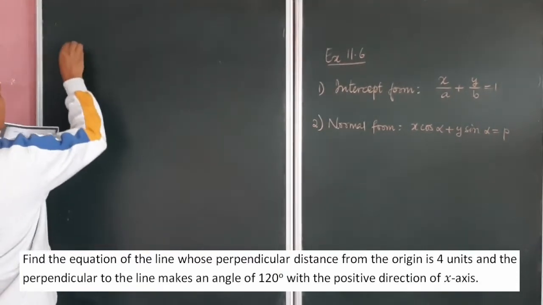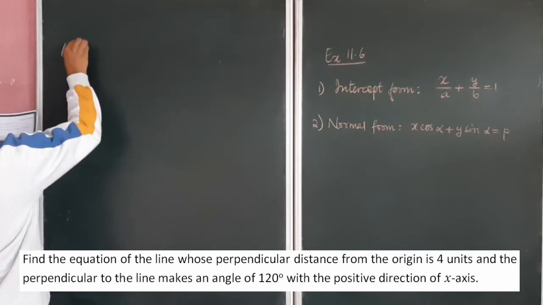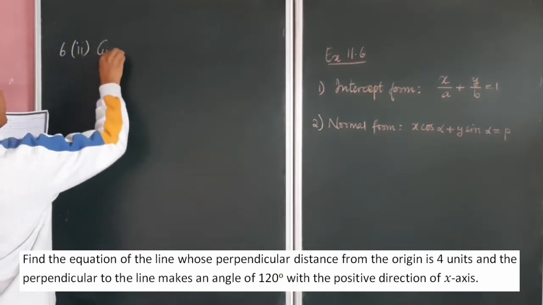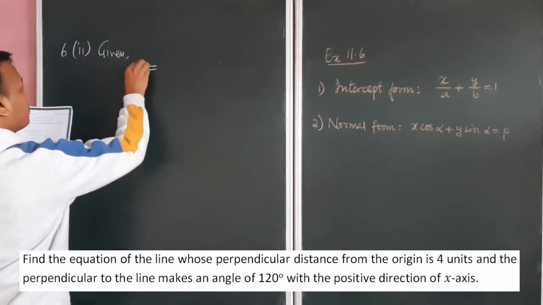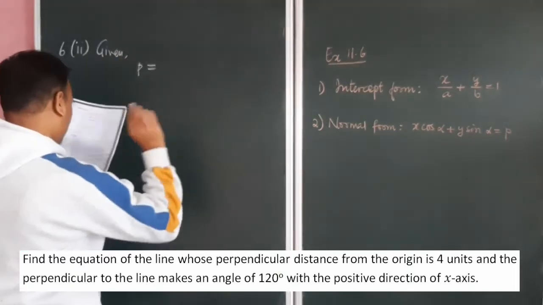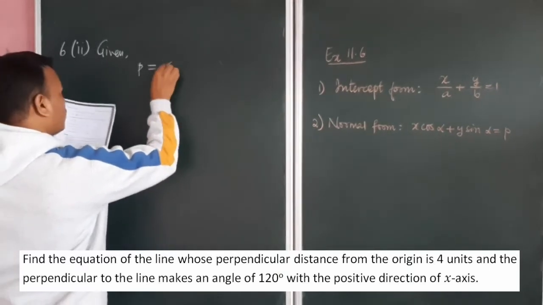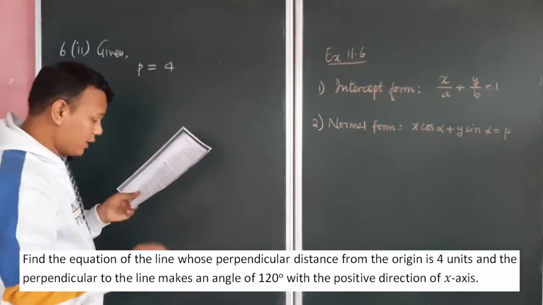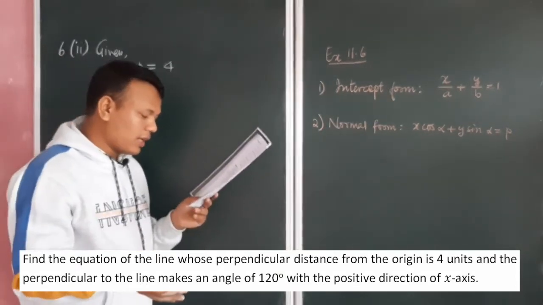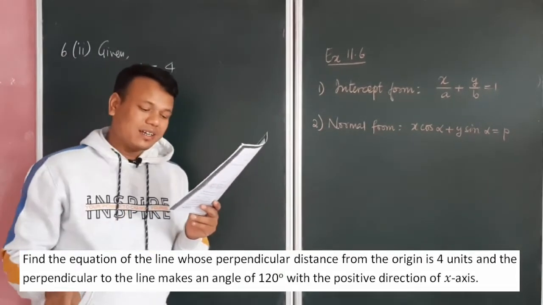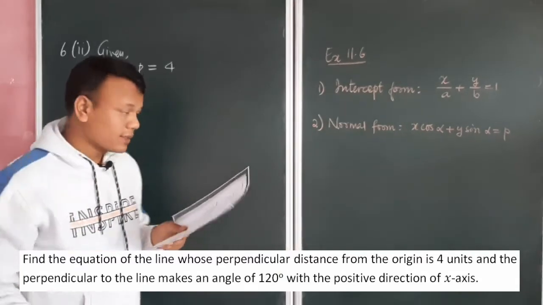So this is question number 6, sub number 2. Given alpha, and this is P, the perpendicular distance, which is given to be 4 units. And the perpendicular to the line makes an angle of 120 degrees with the positive direction of the x-axis.